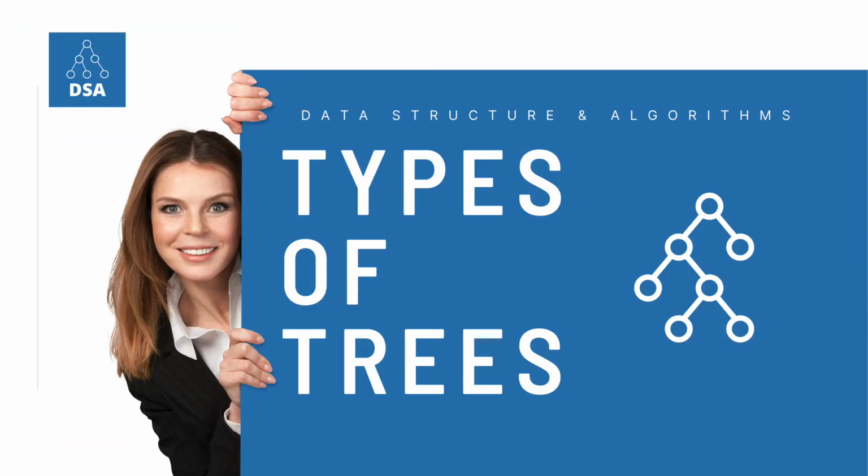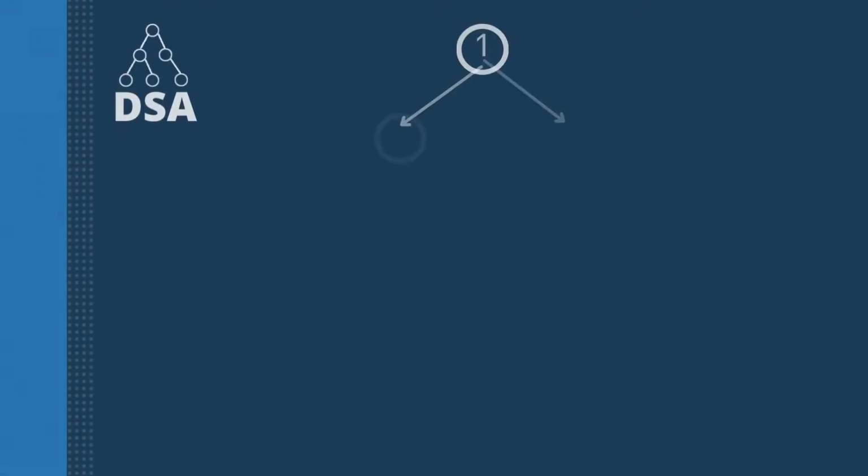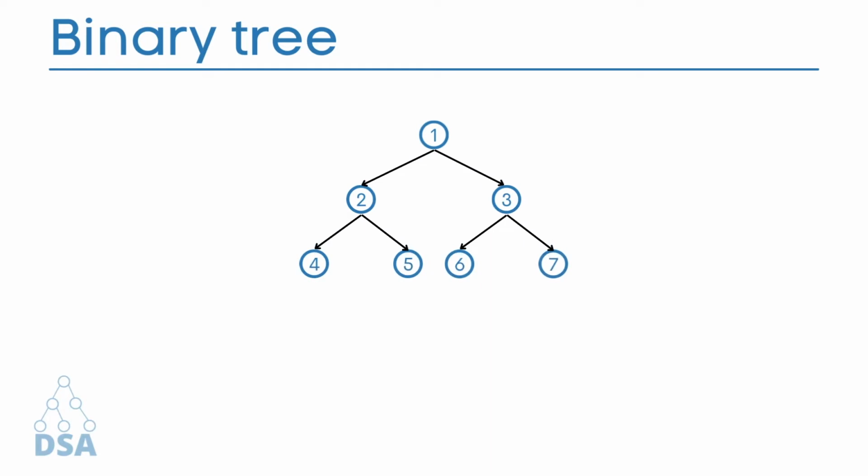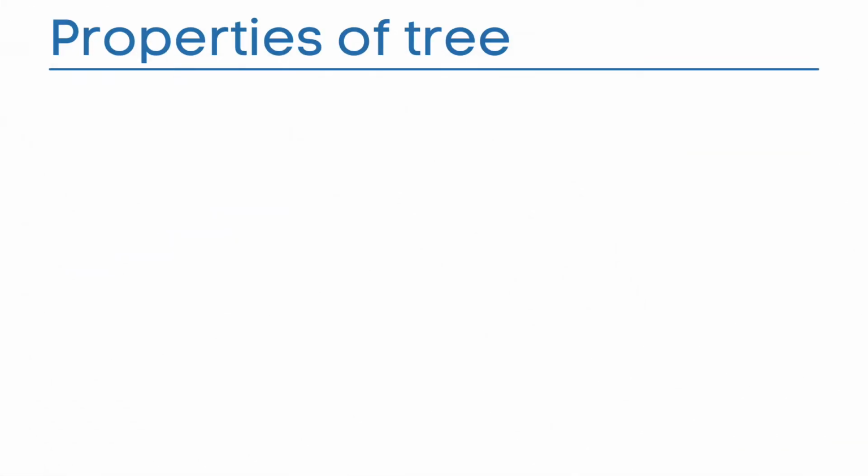In the last video we saw what the types of trees are, and in this video we will learn about binary trees. In a binary tree, each node can have a maximum of 2 children. Binary, as the name itself suggests, means 2, therefore each node can have either 0, 1 or 2 children. We will see some of the general properties of a tree.